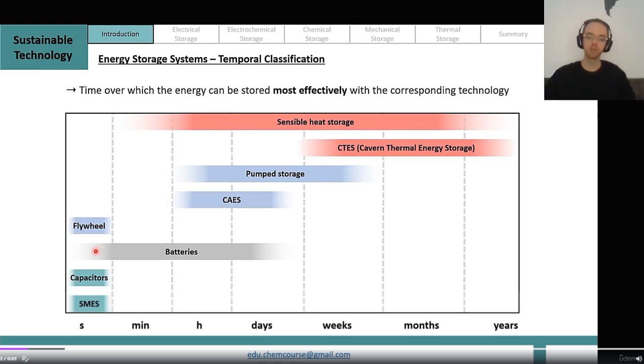Batteries, in comparison, are usually used to store energy from seconds up to days, sometimes even weeks. And this is also an area which compressed air energy storage systems or pumped storage usually cover. Pumped storage, however, can even yield up to weeks or sometimes even months of energy storage, although longer durations are not so typical, as you can see. And the most long-term energy storage is usually found in thermal energy storage, for example, in the form of sensible heat storage or in the form of CTES, so-called cavern thermal energy storages.